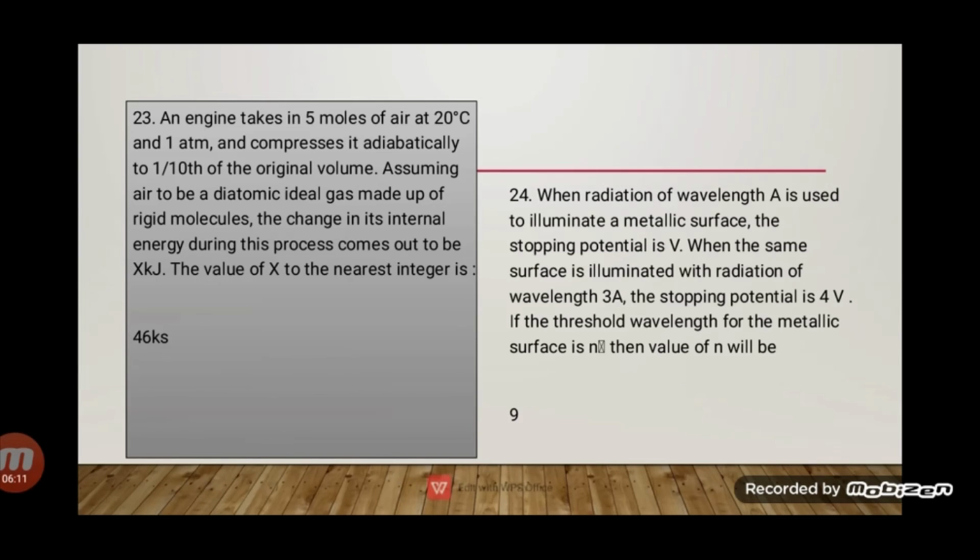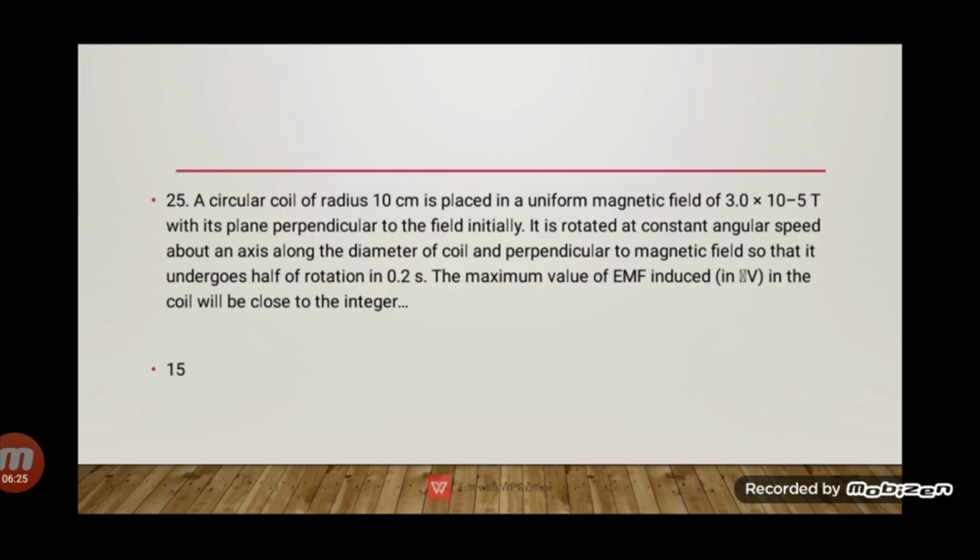24th question, second last: when radiation of a certain wavelength is used to illuminate a metallic surface, the stopping potential is V. When the same surface is illuminated with radiation of wavelength 3 times that, the stopping potential is V by 4. Then the value of n will be 9. The last question: a circular coil of radius 10 centimeters is placed in a uniform magnetic field with its plane perpendicular to the field initially. It is rotated at constant angular speed about an axis along the diameter of the coil. The answer of this question is 15.